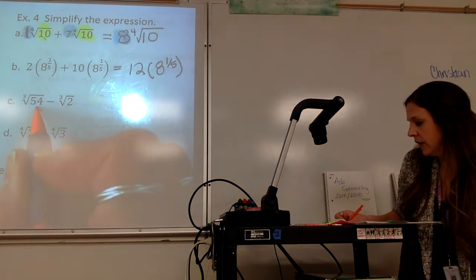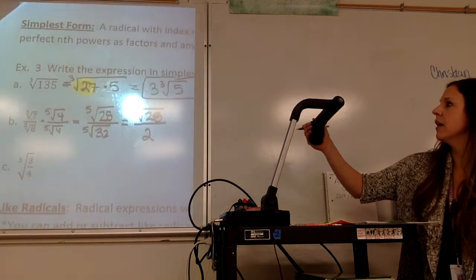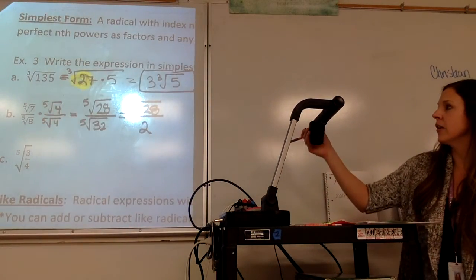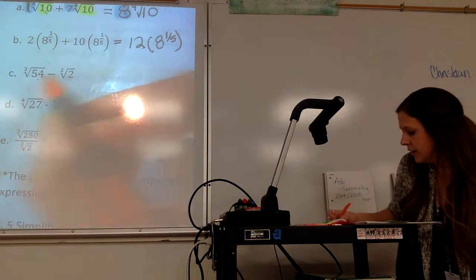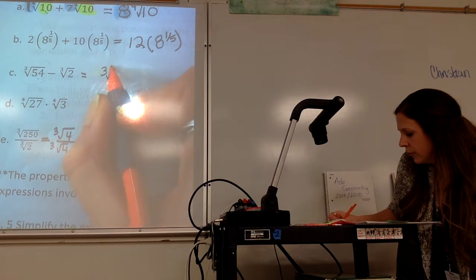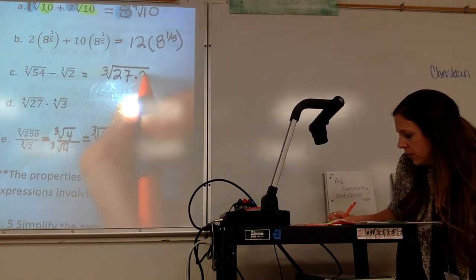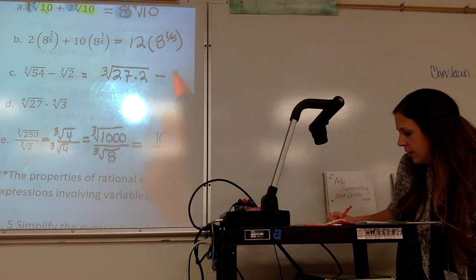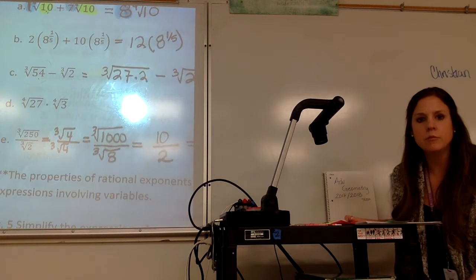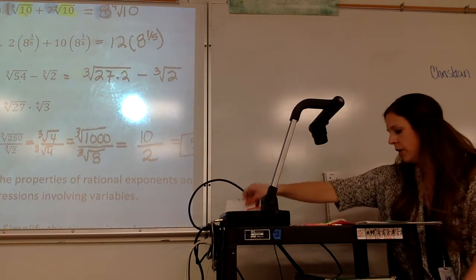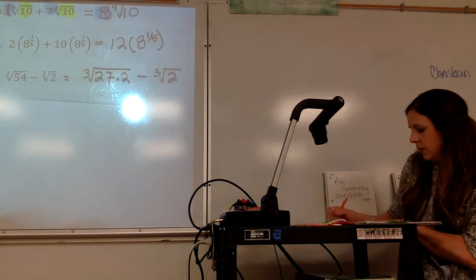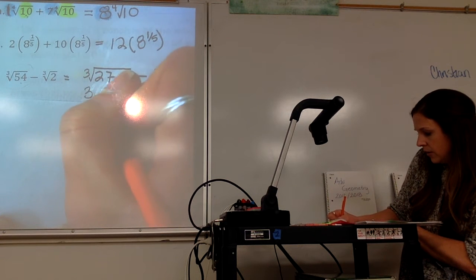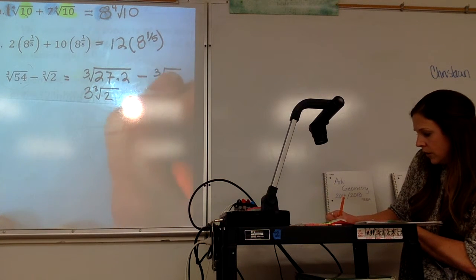So this is what we did yesterday, very similar to example 3, letter A, repeating the exact same idea right there. So 54 is going to turn into the cubed root of 27 times 2 minus, and I'm just going to rewrite this, the cubed root of 2. All right, well, the cubed root of 27 is 3. So it ends up being 3 cubed root of 2 minus the cubed root of 2.